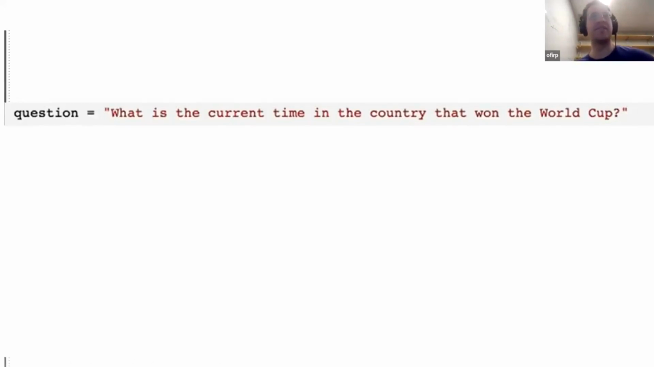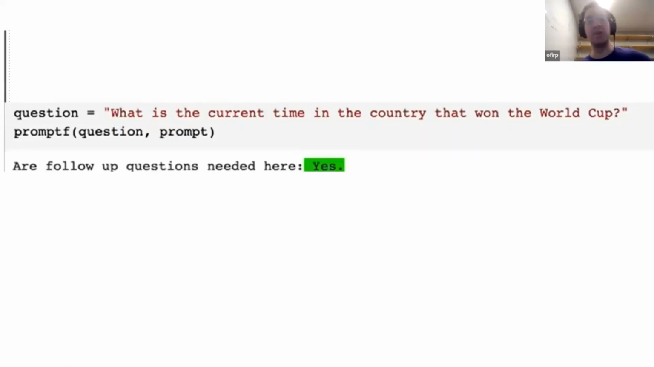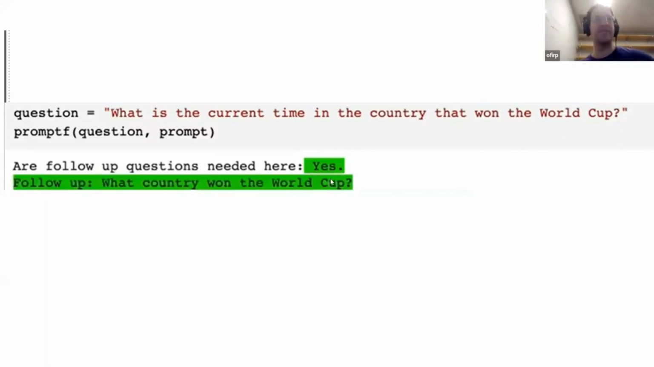So that's a question. And so we're going to use the same prompt that we were using before, and we're going to feed it into GPT-3. And we're going to first ask it if follow-up questions are needed here, and GPT-3 is going to say yes. And GPT-3 is going to say, follow up, what country won the World Cup? And then our system, I'm calling it a system, this is 50 lines of code. It's all on my GitHub.